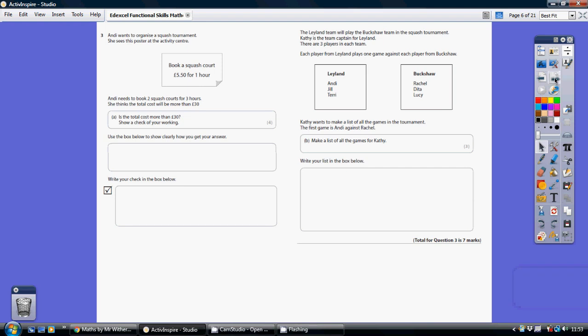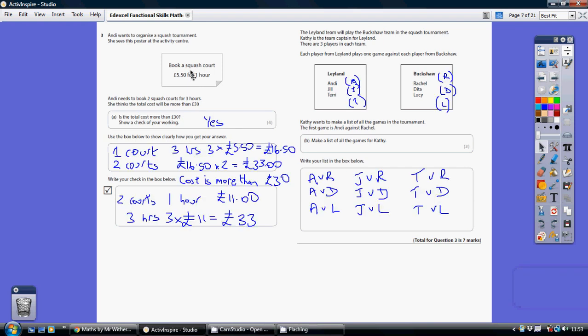Question three. So, booking a squash court is £5.50 for 1 hour. Now, Andy needs to book two squash courts for 3 hours. She's got £30. Has she got enough? So, let's think about it.